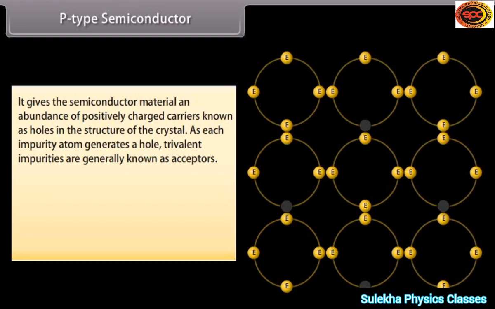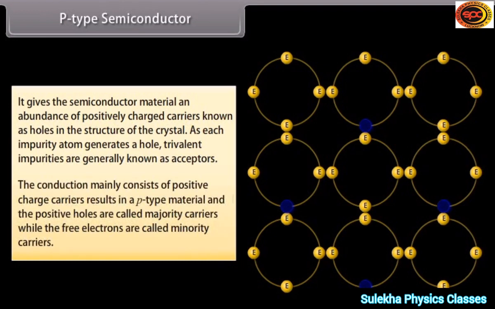As each impurity atom generates a hole, trivalent impurities are generally known as acceptors. The conduction mainly consists of positive charge carriers, resulting in a P-type material, and the positive holes are called majority carriers while the free electrons are called minority carriers.